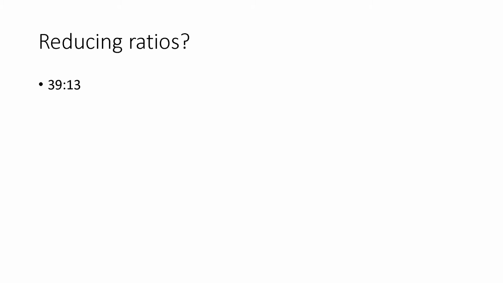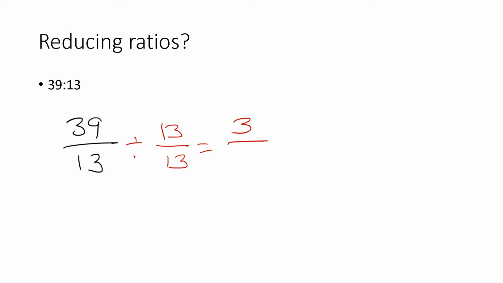How about this guy, 39 to 13? Again, write these as fractions. When you're reducing them, it's going to be a lot simpler for you. So first number goes on top, so 39 over 13. What can we divide this by to reduce this ratio and make it smaller? Well, we can divide it by 13. It's the only thing we can divide it by because 13 only divides by 13. So 39 divided by 13 is 3. 13 divided by 13 is 1.